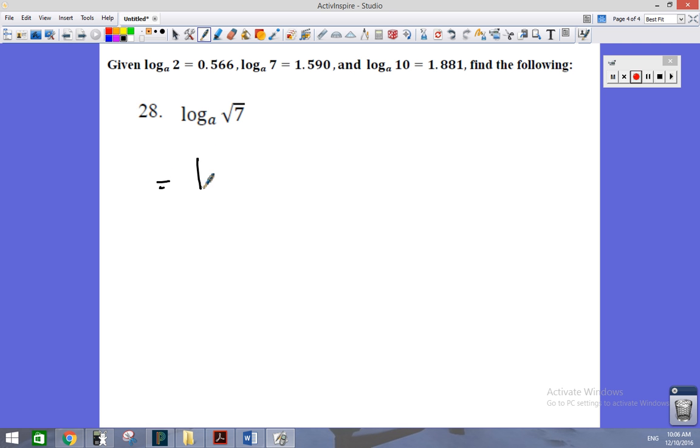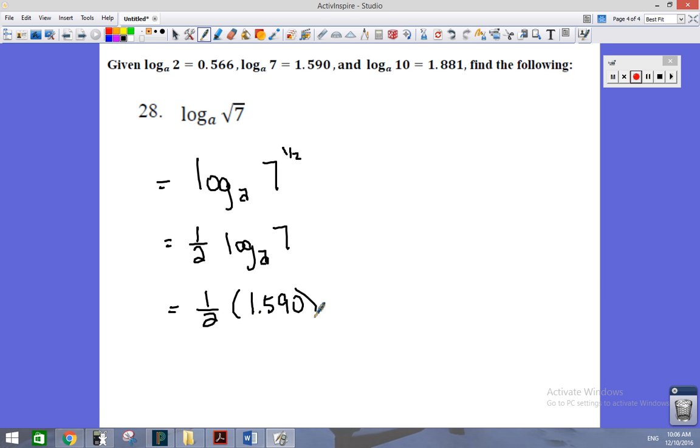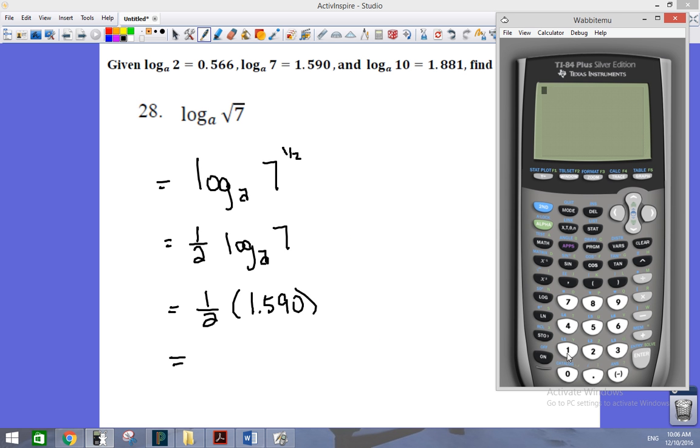Let's rewrite this as log base a of 7 to the 1/2 power. By the power rule, let's pull the 1/2 out in front as a coefficient, and they tell us what log base a of 7 is. They approximated it to be 1.590. So let's come in and take half of that. So if I haven't made any silly mistakes here, I'm getting 0.795.